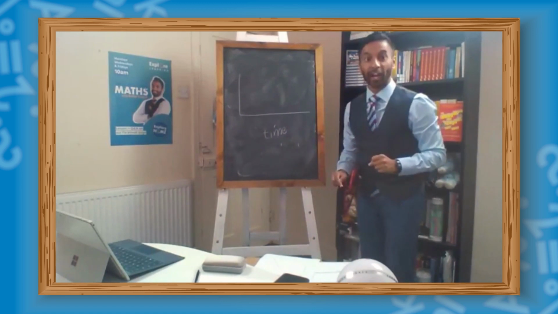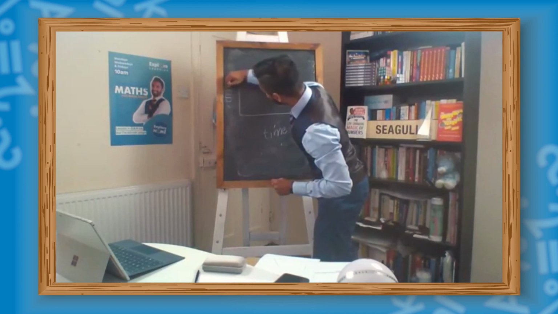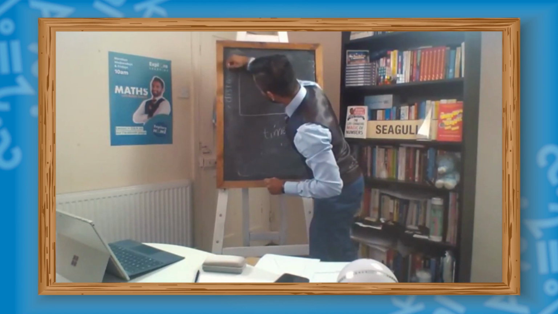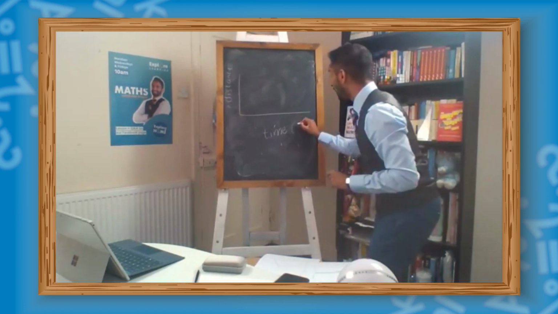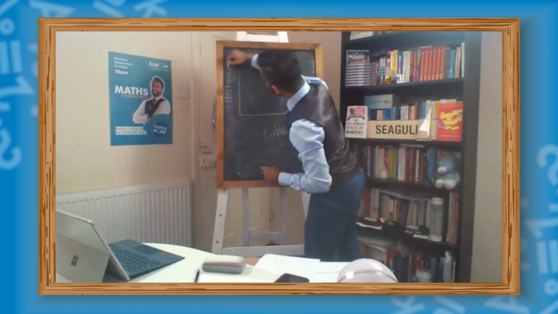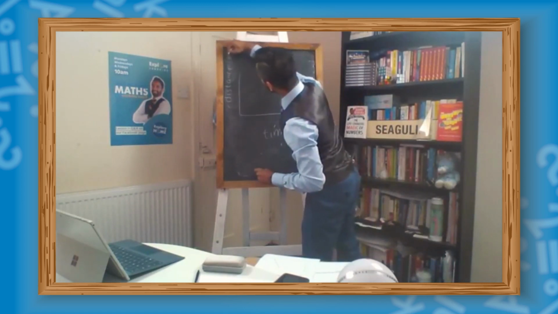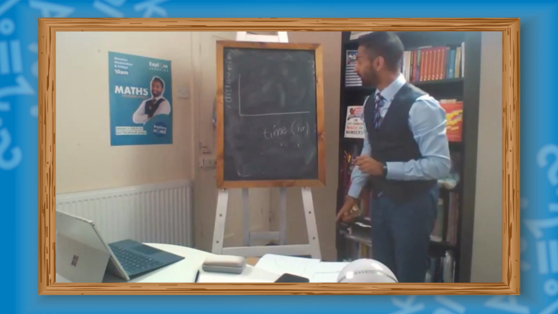Okay, put that down. And then our y-axis is distance. I'm going to write that there, distance. And you always put, boys and girls, always put your unit. So time in, I'll put hours. And then distance in, we'll put in kilometers. So distance in kilometers.